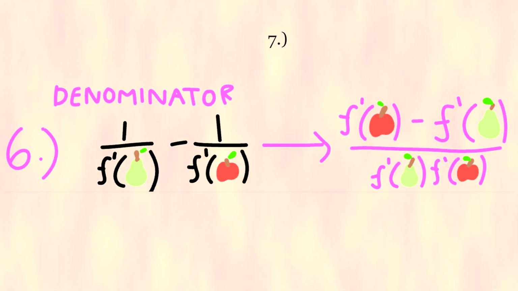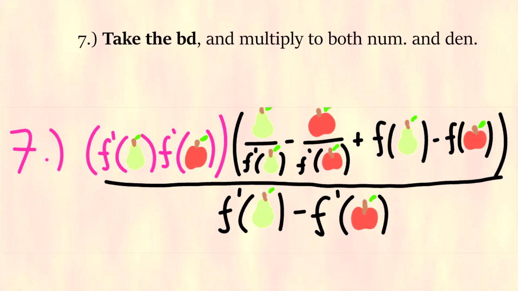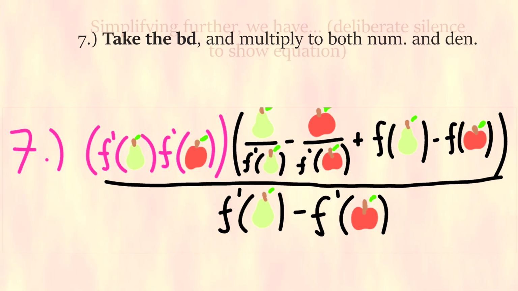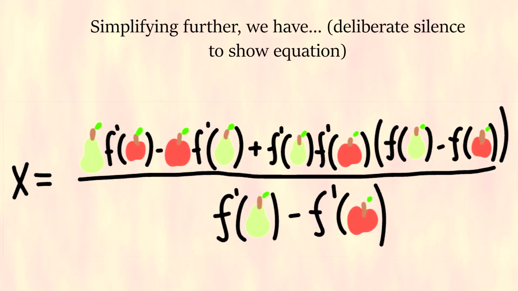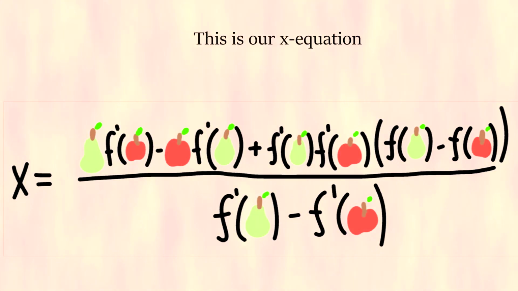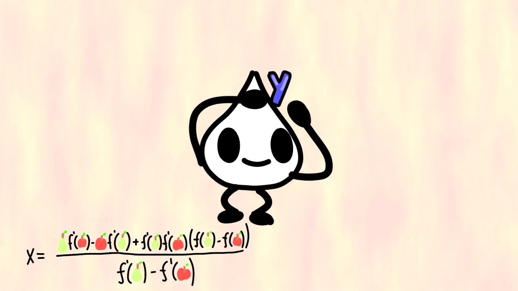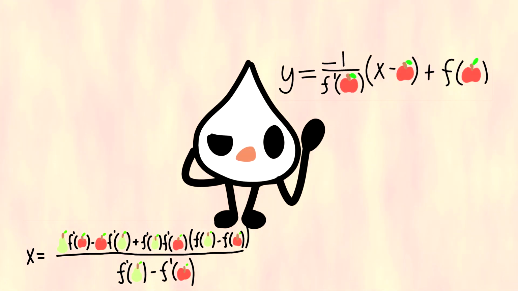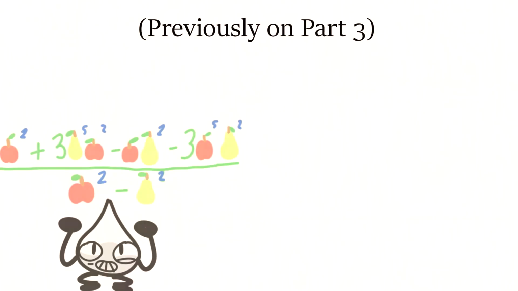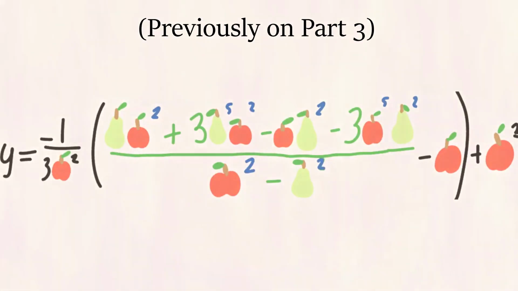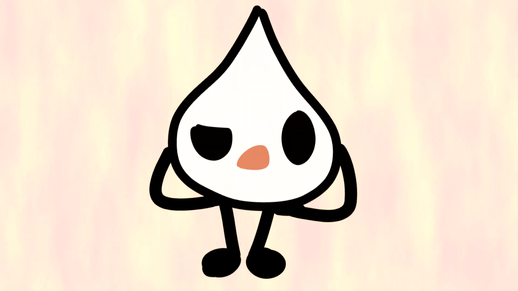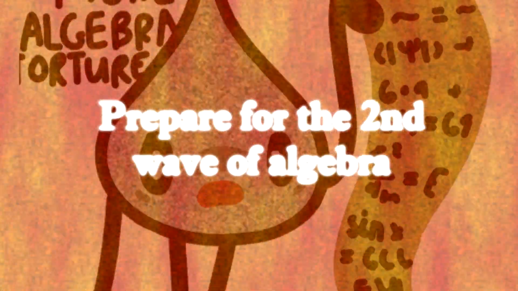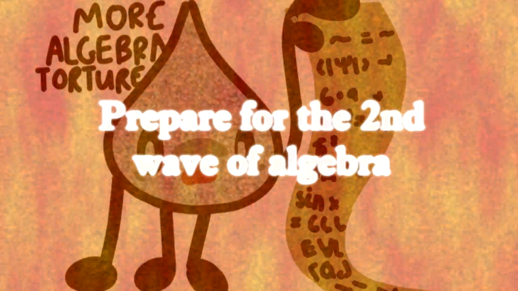And after that, we take the bd and multiply it to both numerator and denominator. Then we simplify further, so we have this will be our equation. Next, we do the y equation, the apple one. Now, this is the part where we yeet the entire x to solve for y. This time is necessary, so prepare yourself for the second wave of algebra.